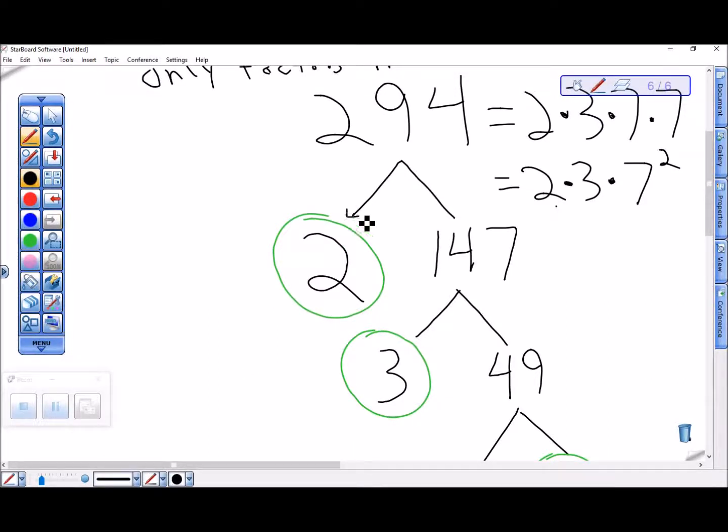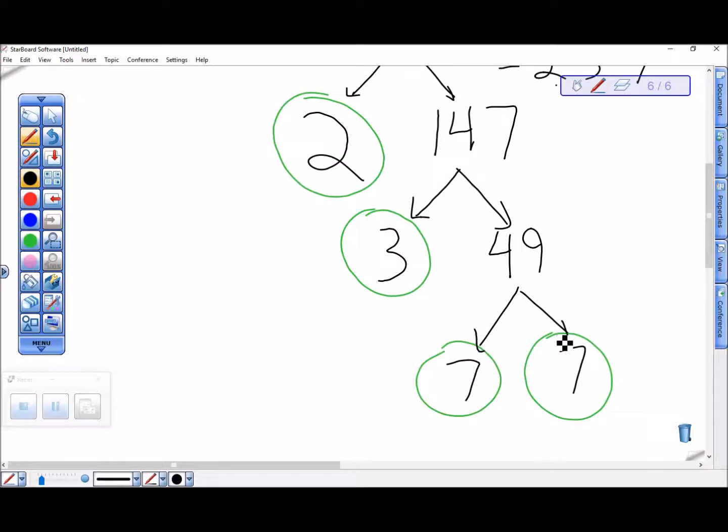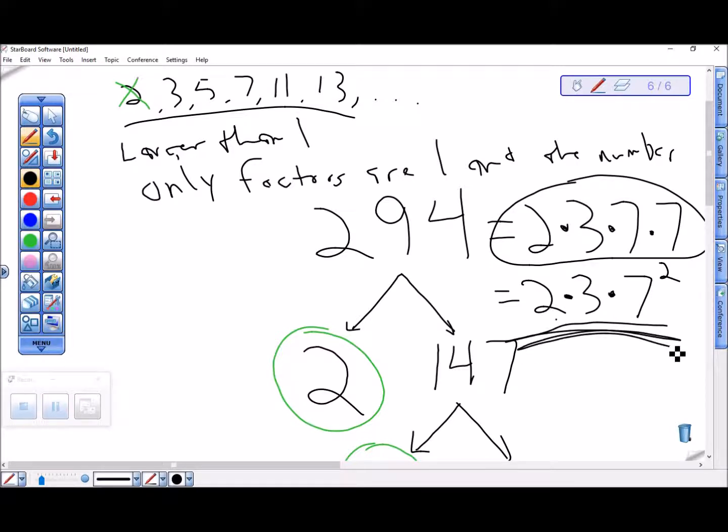294 is 2 times 147. 147 is 3 times 49. 49 is 7 times 7. Grab all of those primes and put them together for your prime factorization, sometimes using an exponent instead of just writing out the factors.